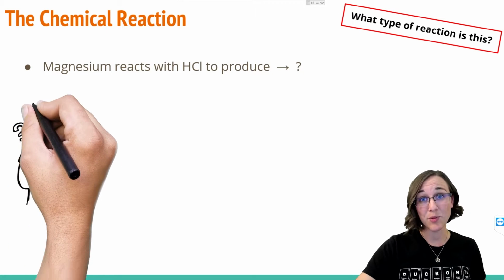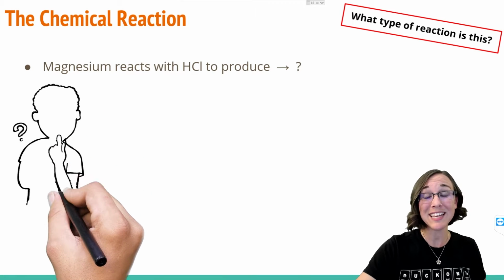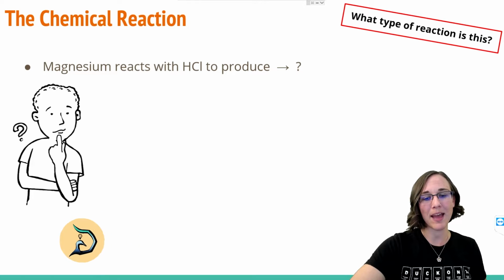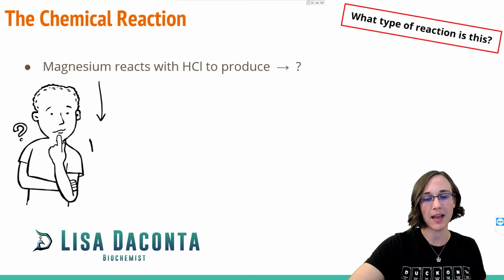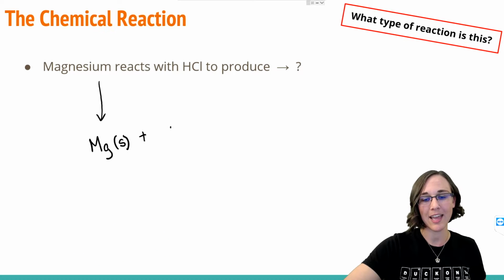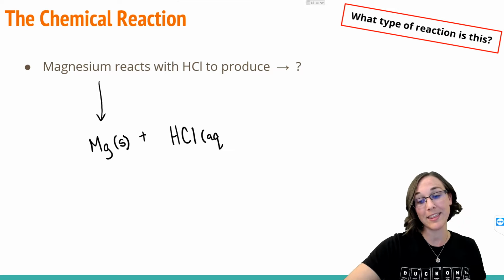First things first, we need to know what the chemical reaction is before we can actually perform the lab or do any calculations for it. We're going to take magnesium ribbon, which we're going to symbolize by Mg(s) for solid. We're going to add that to 6 molar hydrochloric acid, HCl. Now HCl is a solution, so we're going to represent that as aqueous.